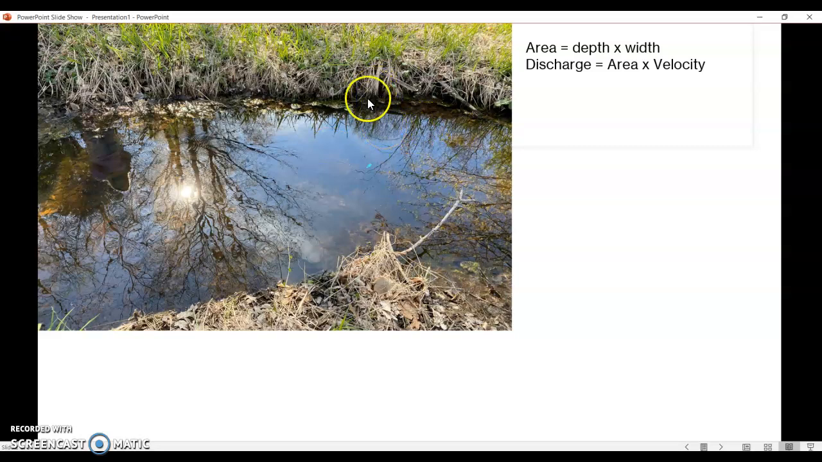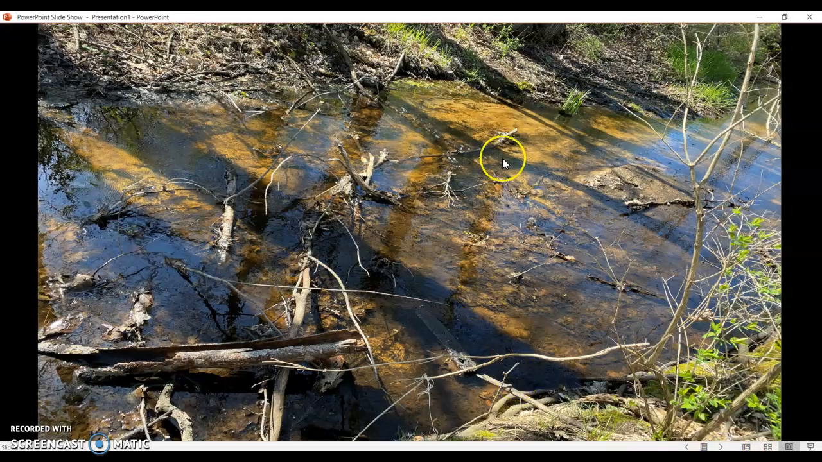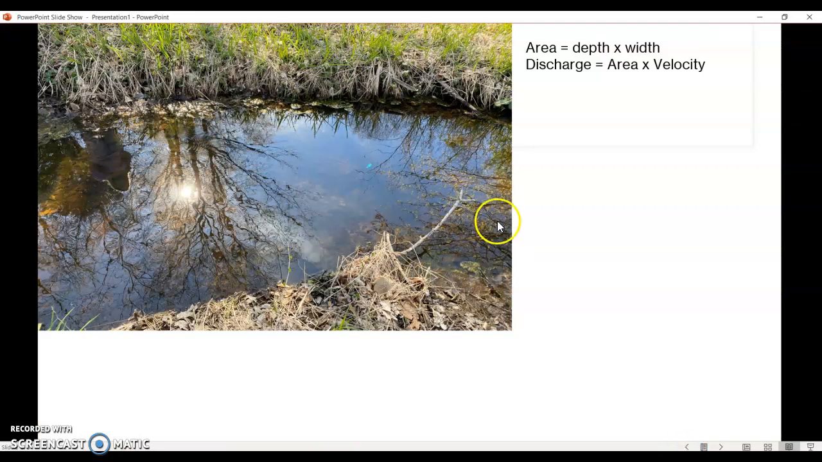So I decided to use a smaller part of the creek and also a bigger part of the creek, changing the width being the changing variable throughout the experiment. So I planned on measuring across the width of each part of the creek, which this is the smaller part of the creek. Then I also planned on measuring the depth of each part of the creek, and then using a 10-foot distance, I planned on measuring the velocity of each side of the creek.